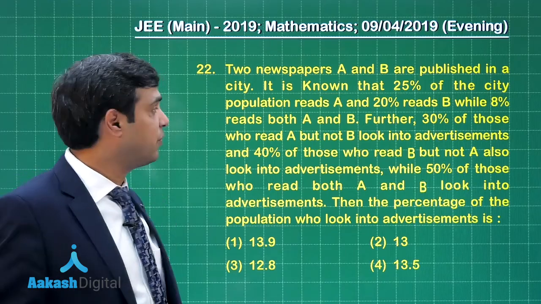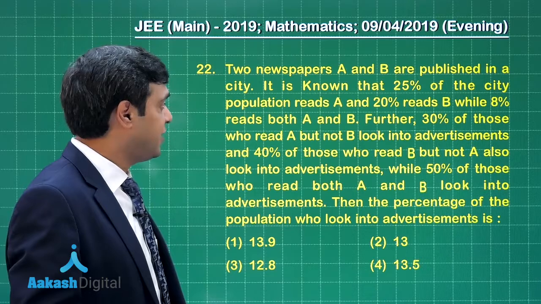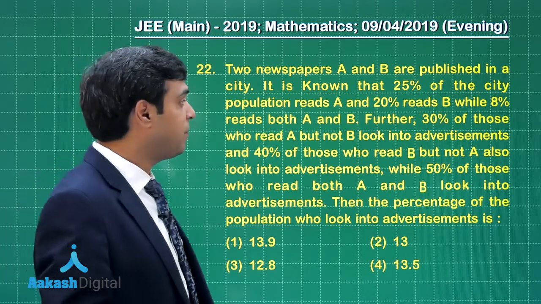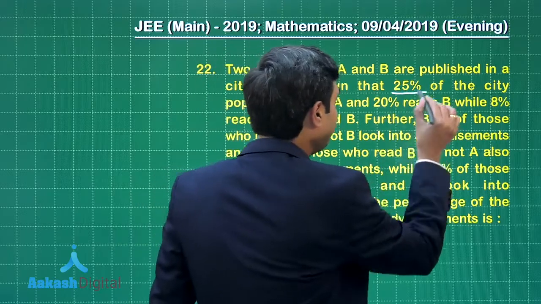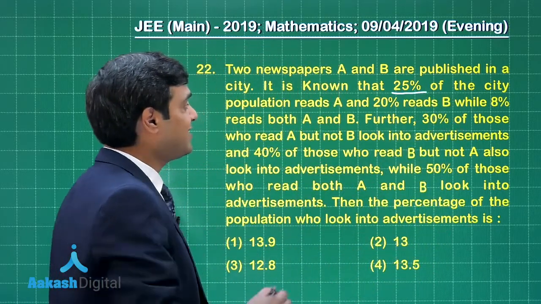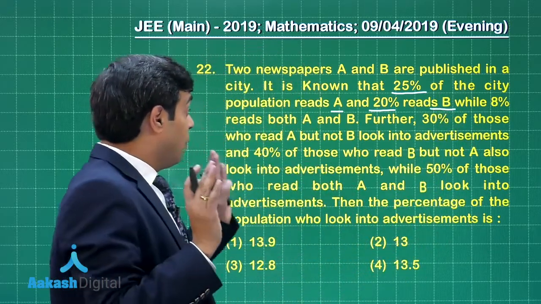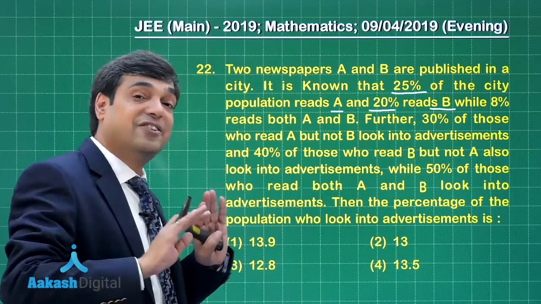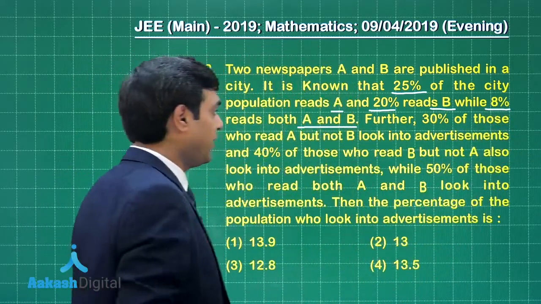So let's take question number 22. Two newspapers A and B are published in a city. It is known that 25% of the city population, let's underline this point, 25% of the city population reads A, while 20% reads B, while 8% are reading both A and B. So this is data about newspaper reading.